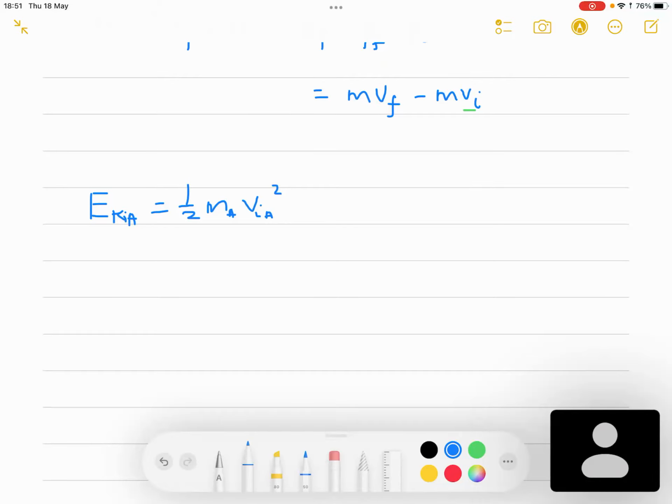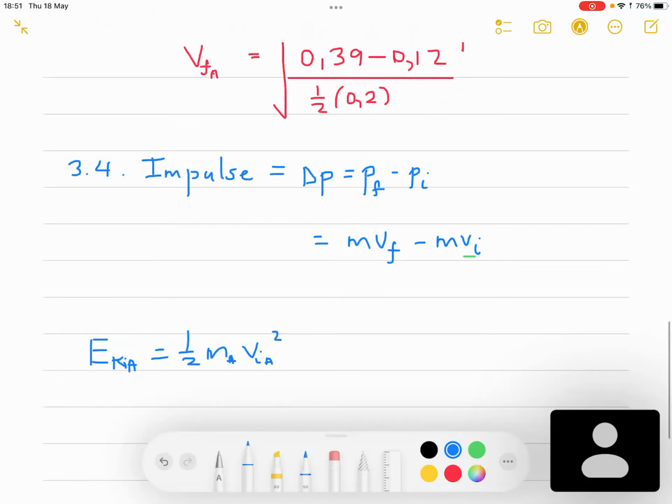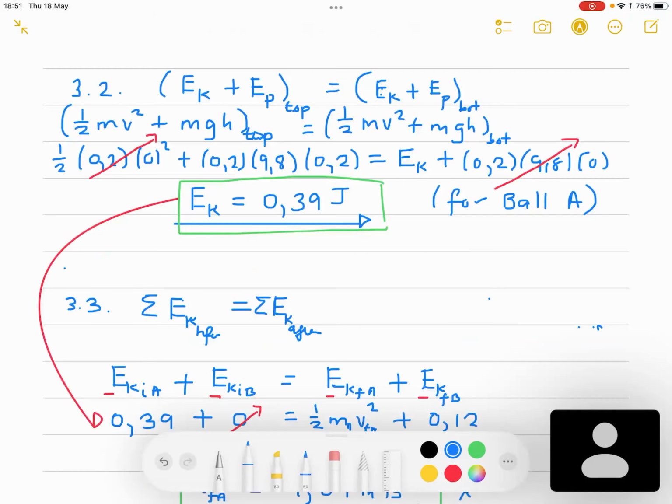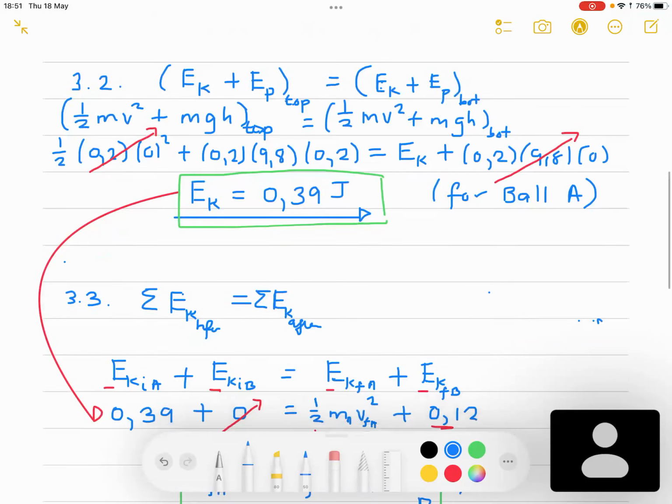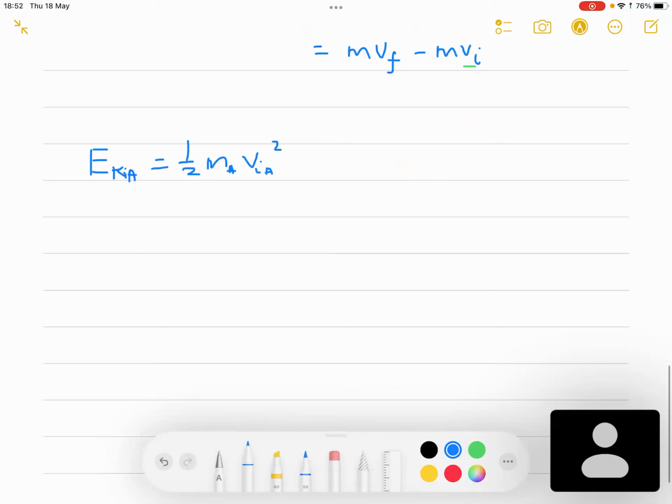And what is this kinetic energy? It's from here where I calculated it, 0.39 joules. So this is 0.39 joules. If I know what the kinetic energy is and I know the mass, I can calculate the speed. Okay, so 0.39 is equal to a half, the mass is 0.2, and v_A squared.